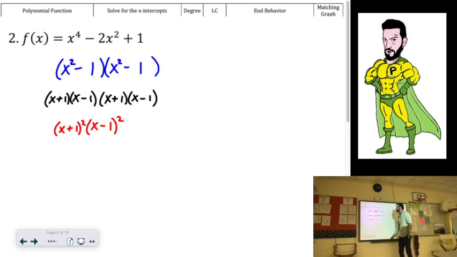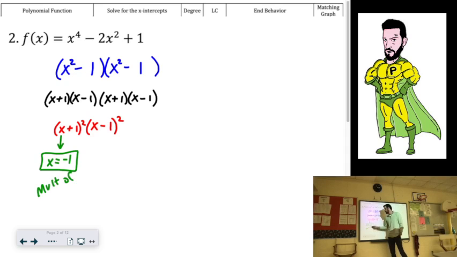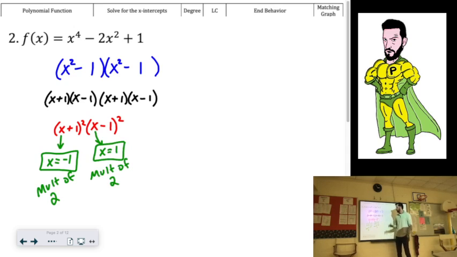Which means as far as finding our zeros, our x-intercepts, this one over here, x plus 1, our x-intercept, our 0, would be -1. And that one is squared, which means it has a multiplicity of 2. Over here, very similar, this one says x minus 1. So that means x equals +1, and this also has a multiplicity of 2. So again, when it has that even multiplicity, that means it hits it and turns around and heads the other direction.